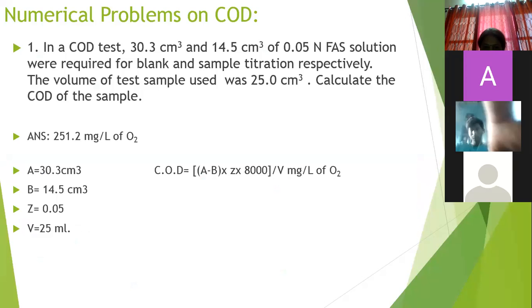See here, I have written this formula. COD is equal to (A minus B) into Z, where Z is the normality or N, same thing, into 8000 divided by V. V is the volume of the sample taken. Is it clear now?